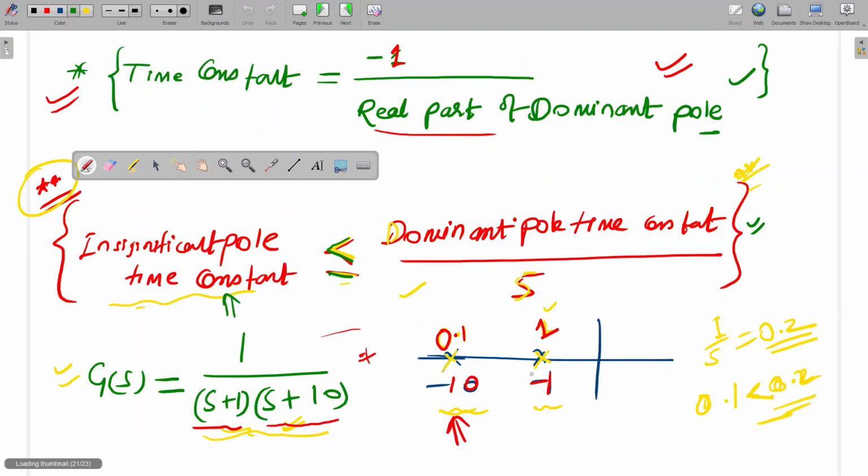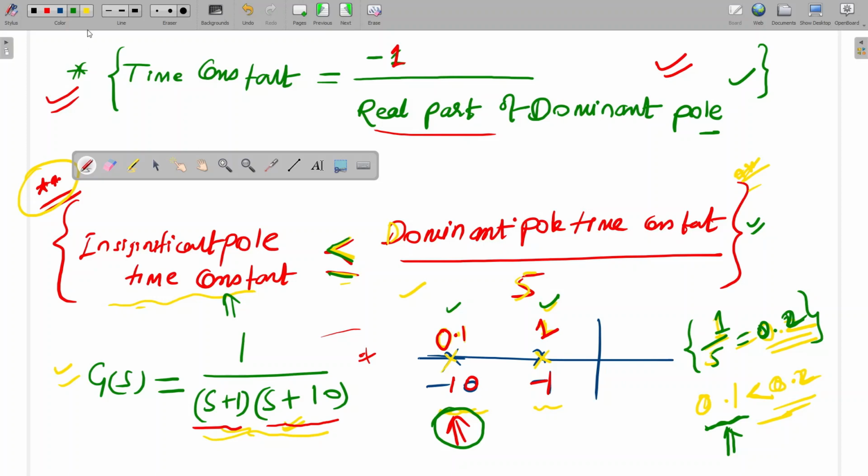Okay, so see here, for minus 1 this pole time constant is 1, and for minus 10 the time constant is 0.1. If I am dividing this 1 by 5, how much is 1 by 5? 0.2. So this is the dominant pole time constant divided by 5. If the insignificant pole time constant is less than the dominant pole time constant by 5, then that pole we can call an insignificant pole. So here 0.1 is less than 0.2. So 0.2 is what? This is the dominant pole time constant by 5. So we can say that this pole is an insignificant pole, and we can neglect this pole.